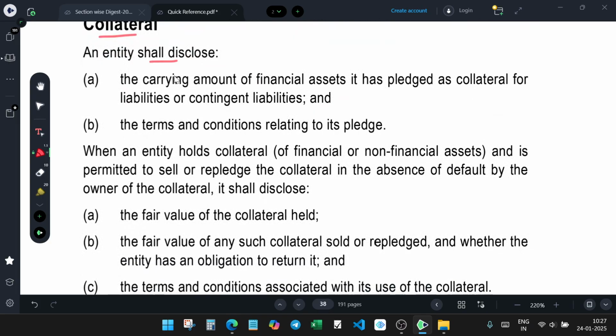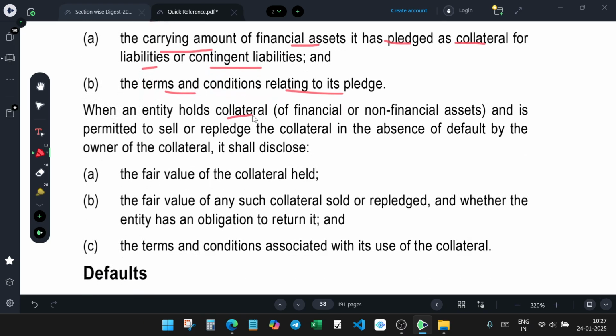Collateral. The entity shall disclose the carrying amount of financial assets it has pledged as collateral for a liability or contingent liability. You may get a loan from a bank, and for a loan you should give one collateral. You should say this loan of 21 crores has been obtained through collateral of 100 acres of land. It should also state the terms and conditions relating to that pledge. Sometimes the agreement is for this many years, within which we need to repay it or renew it.